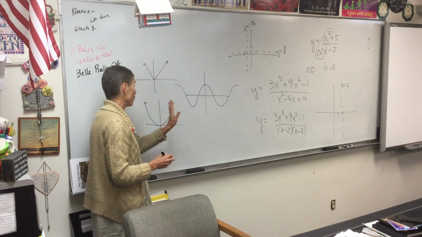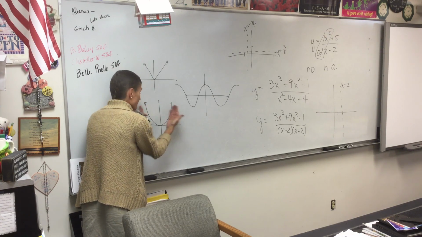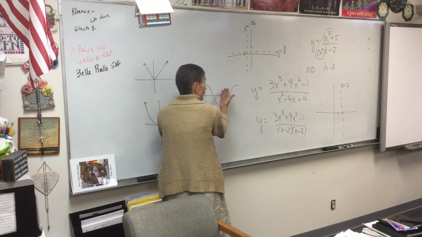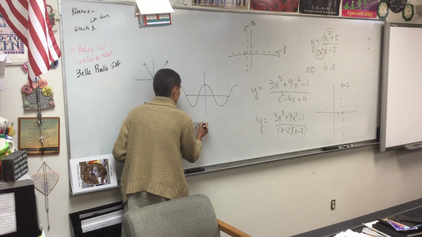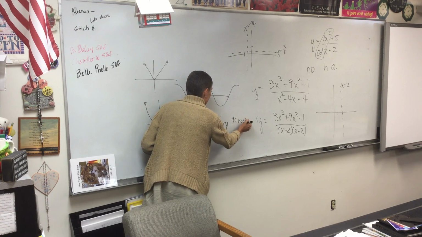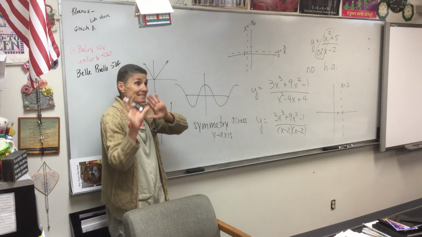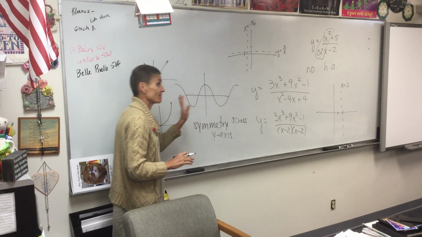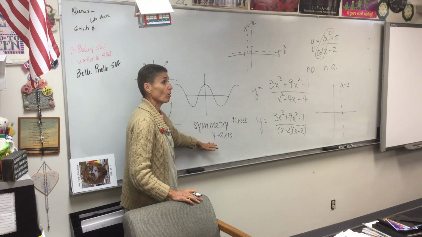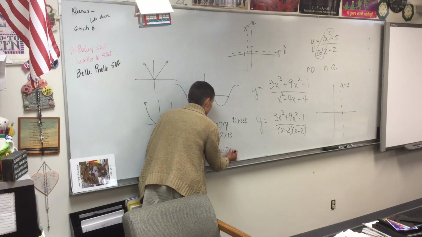So if I could somehow fold my blackboard on this line, would those pieces come back on top of each other? Yeah. How about for this picture? No. How about for this one? Yes. They have what's called symmetry across the y-axis. The y-axis, this vertical line, they are exactly the same on both sides of that vertical line. Would you agree with me? So these functions have symmetry across the y-axis, and that means they are even.